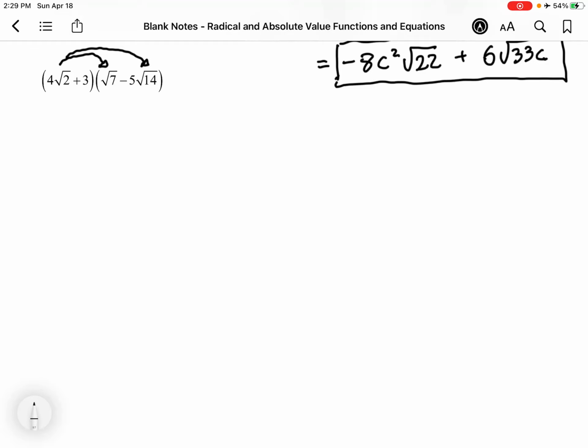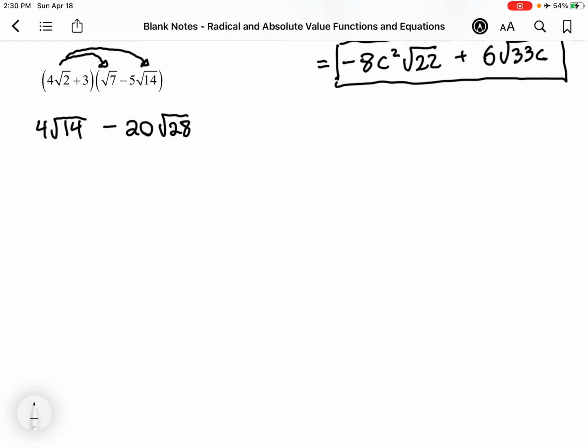okay? And I'm going to end up with the first one, 4 times the square root of 2 times 7 is 14, okay? And then with the second one, I'm going to have 4 times 5 is 20, and this is subtraction. So minus 20, and then 2 times 14 is 28, so the square root of 28.